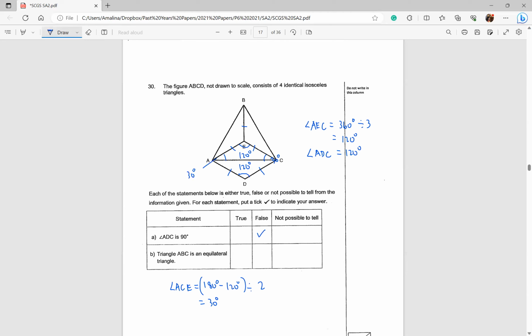Now, because your isosceles triangles are all identical, this part is also 30 degrees. This part is also 30 degrees. So you see, each angle of your triangle ABC is 60 degrees. Okay, all these are 60 degrees, 30, 30. So since they are all 60 degrees, then of course it's an equilateral triangle. So this is true.